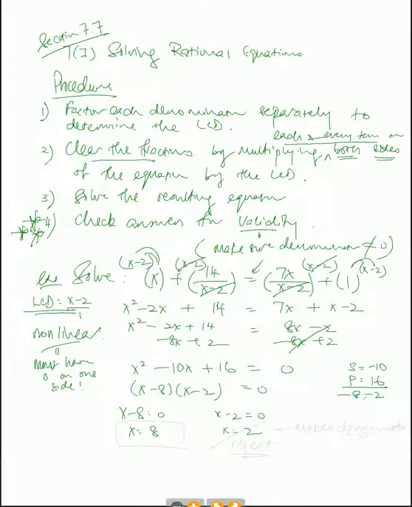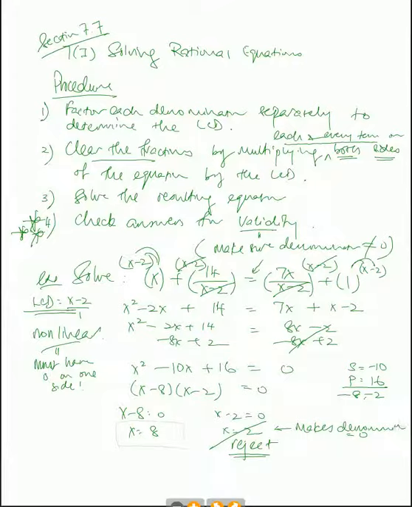Okay, so you have to make sure the numbers you found do not make the denominator 0. So you notice for that reason, x equals 2 has to be rejected, because this one makes the denominator equal 0.